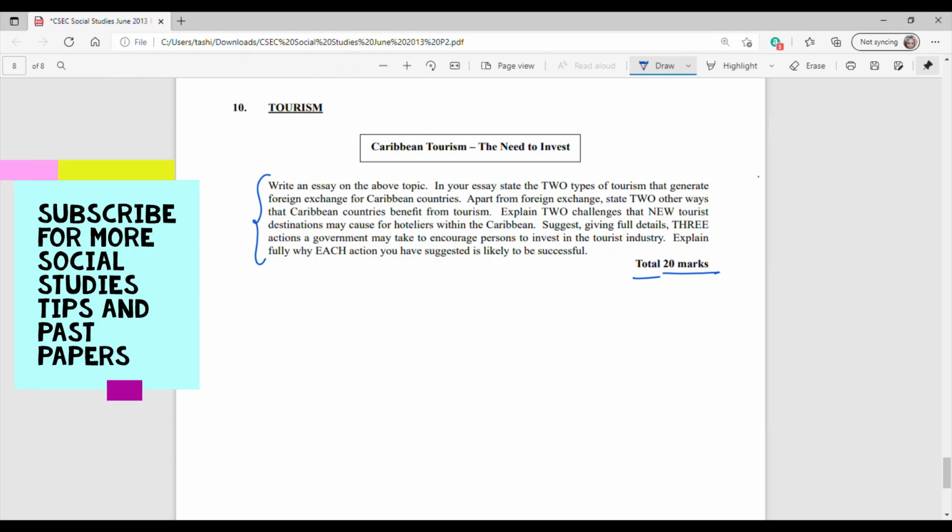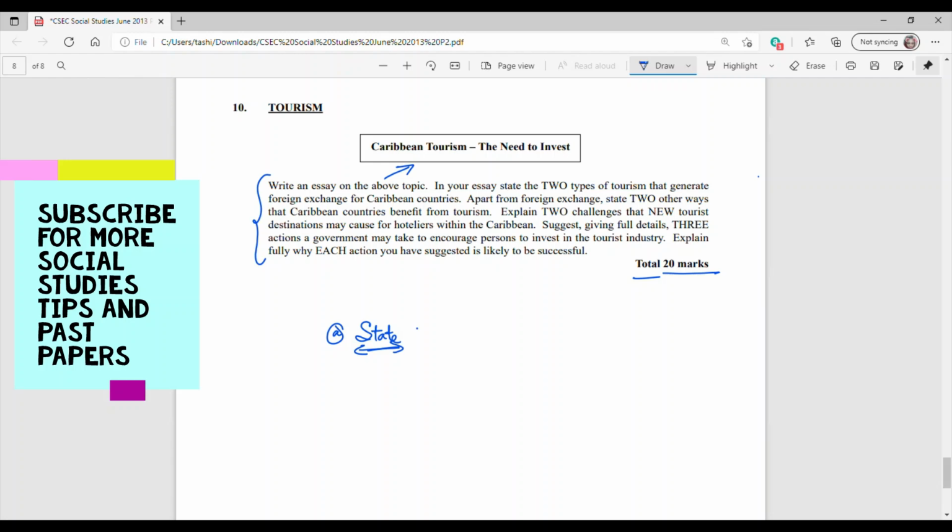So to begin, the question says, write your essay on the above topic, Caribbean tourism, the need to invest. In your essay, state the 2 types of tourism that generate foreign exchange for Caribbean countries. So that's the first thing they want us to do. So let us just break it down. We're going to call the first thing A. They ask you to state, and remember our discussion about verbs, the verbs that they actually place in the questions, that is telling you exactly what it is that they want you to do.